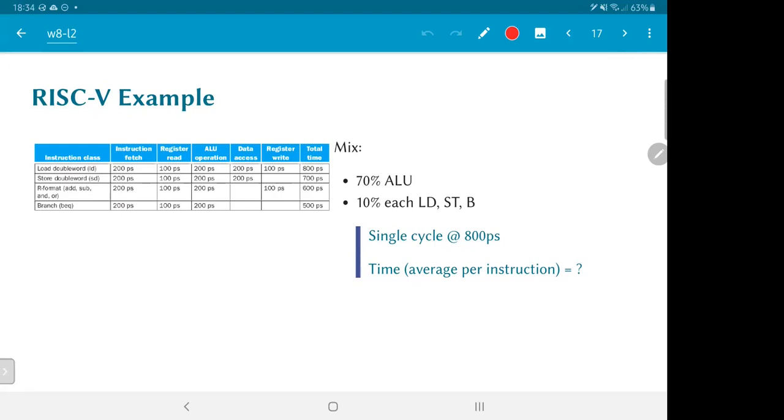So what would be the case over here? With single cycle, everything is going to be 800 picoseconds. And as you can imagine, the effective CPI is 0.7 into 1 plus 0.1 into 1, 3 times. The time per instruction is that CPI multiplied by 800 picoseconds. So the average time per instruction is precisely 800 picoseconds.